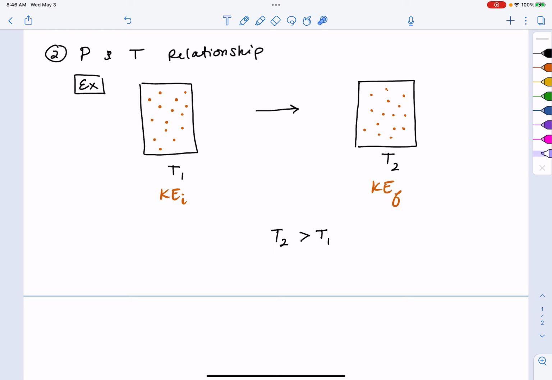So because my kinetic energy is increasing, if I increase my temperature, then I'm going to have more collisions at my higher temperature than I do at my lower temperature.